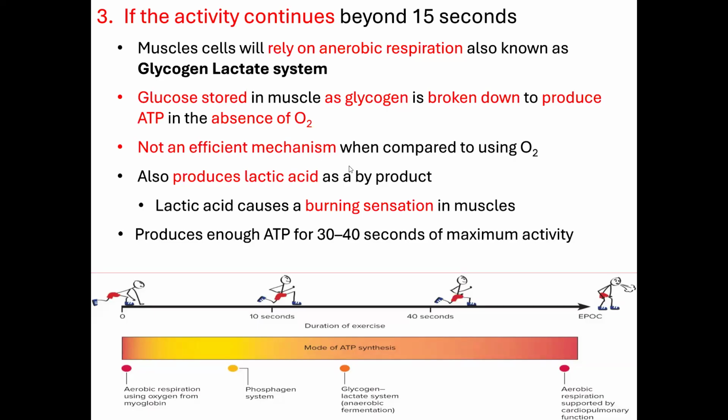Another big problem is that when you have an anaerobic production of ATP, there's a lot of lactic acid produced. And lactic acid is what gives you that muscle pain or the burning sensation. But you have ATP produced and it keeps you going for 30 to 40 seconds. So we reached up to here, okay? Next, what happens? You're going to run for another hour.